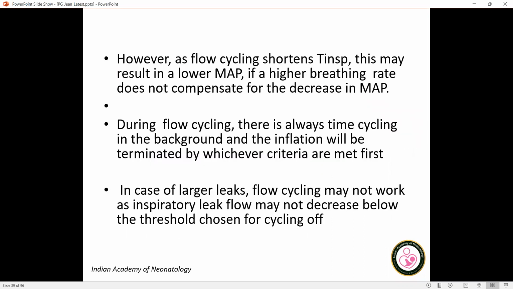But the problem with flow cycling is that it shortens the TI. We already said that can result in a lower MAP. If there is a higher breathing rate it is okay, but if a higher breathing rate is not there, the MAP will definitely come down. Another important thing is that during flow cycling, there will always be time cycling also in the background. So the inflation will be terminated by whichever criterion is met first. But in case of large leaks, flow cycling may not work, as the inspiratory leak flow may not decrease below the threshold chosen for cycling off.